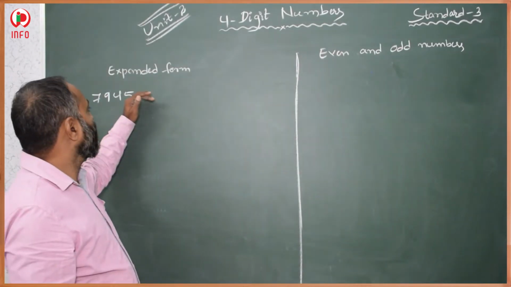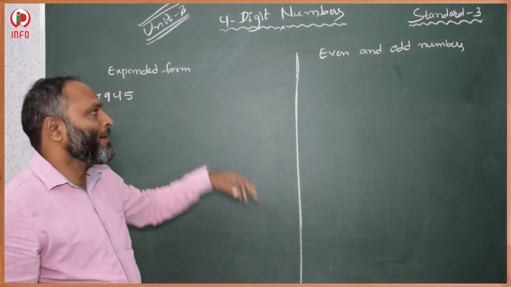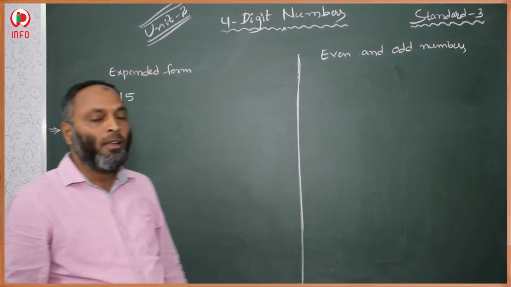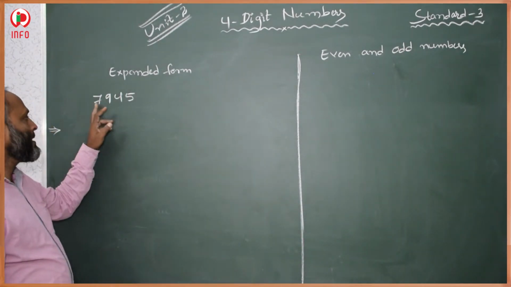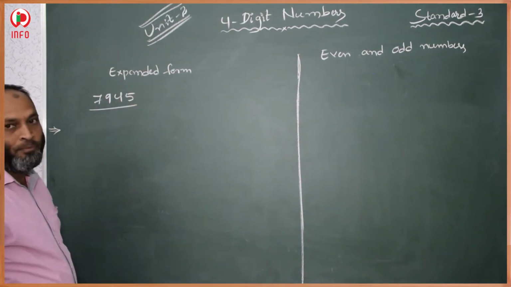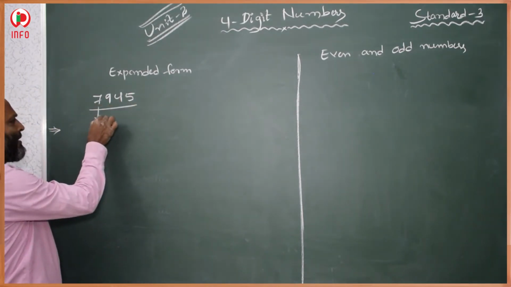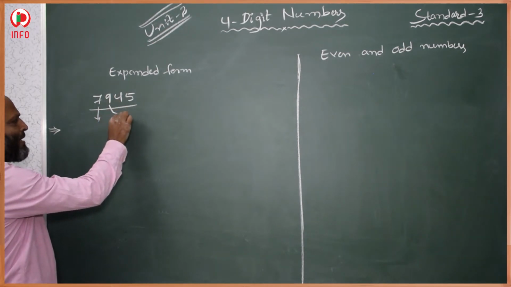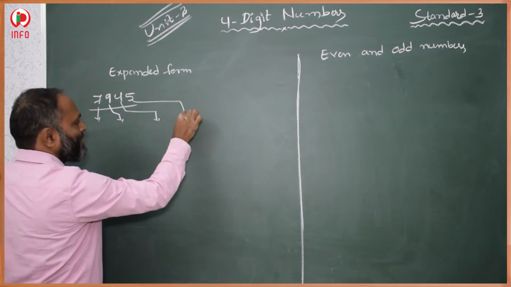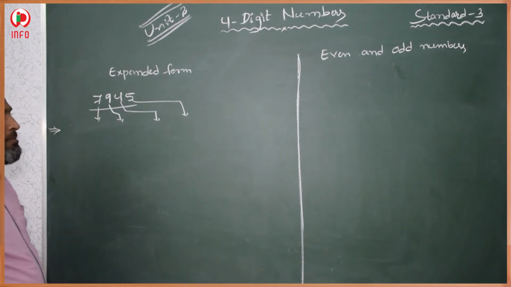Now friends, we are going to discuss expanded form, writing a given numeral in expanded form. One example is given, that is 7945. We have to write this in expanded form. First, this is the thousands place number, this is the hundreds place number, this is the tens place number, and this is the unit place number, the ones place number.